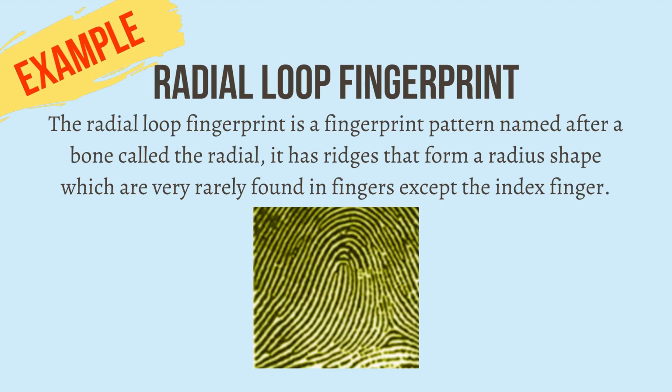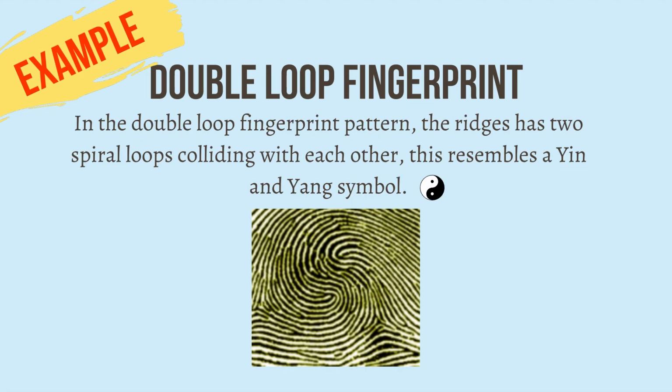Radial loop fingerprint. The radial loop fingerprint is a fingerprint pattern named after a bone called the radial. It has ridges that form a radius shape, which is very rarely found in fingers except for the index. Double loop fingerprint. The double loop fingerprint is a fingerprint pattern. The ridges have two spiral loops colliding with each other. This resembles a yin and yang symbol.